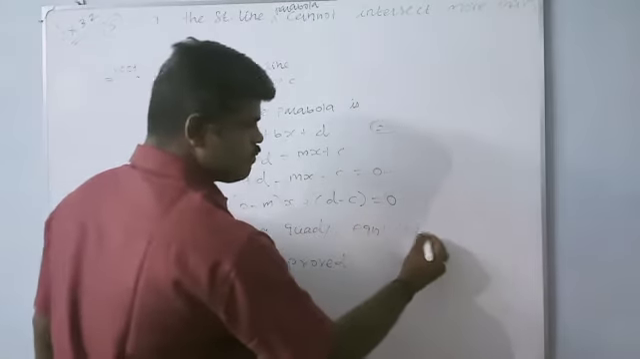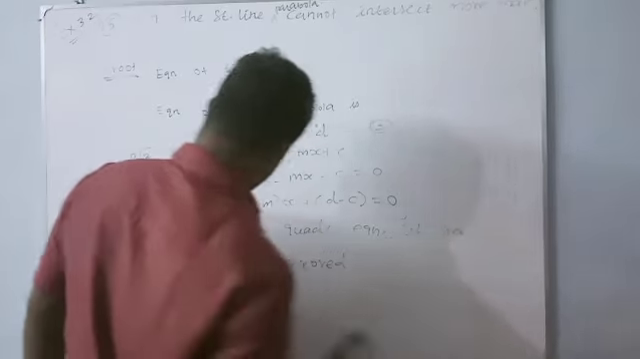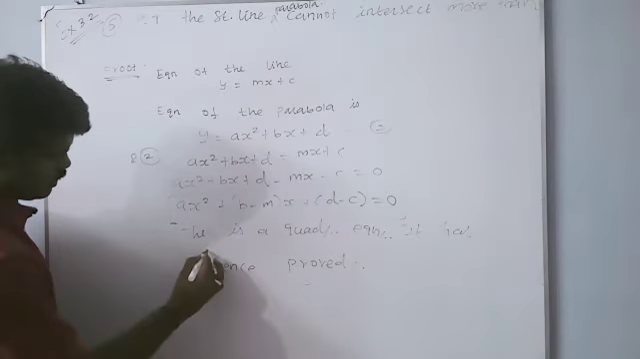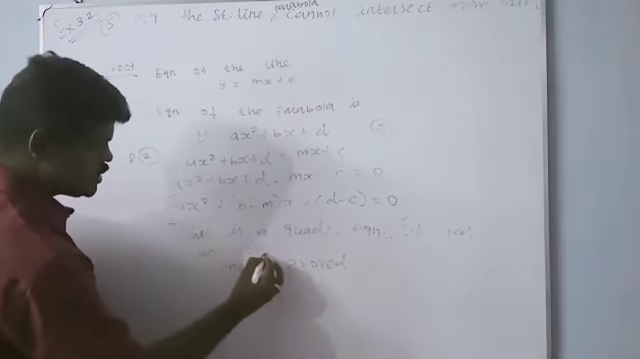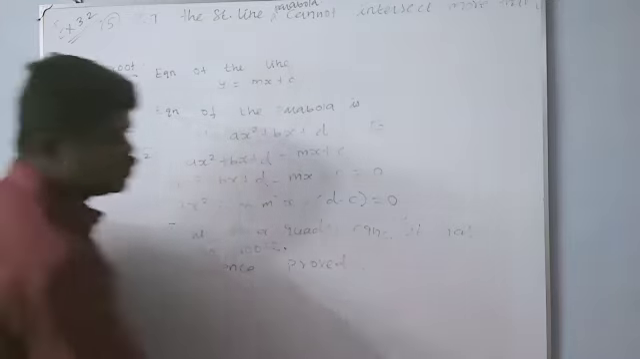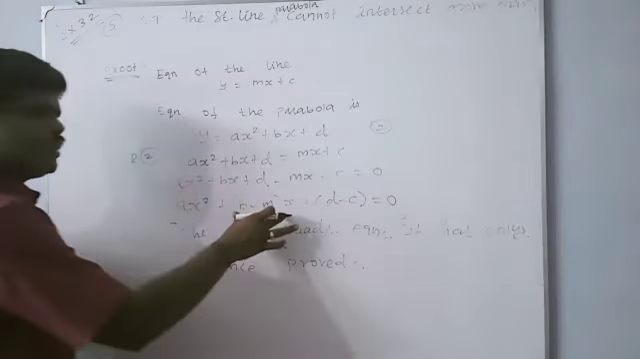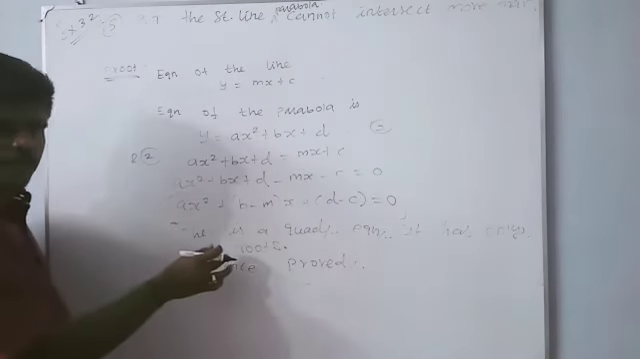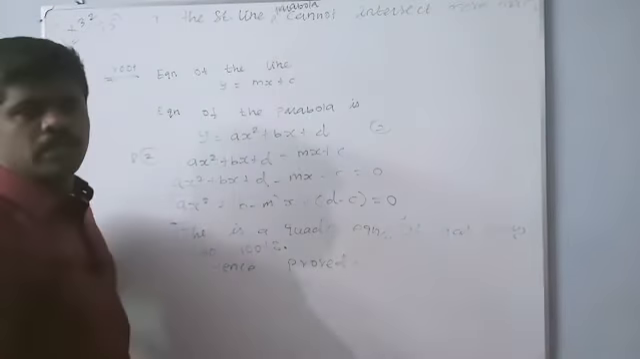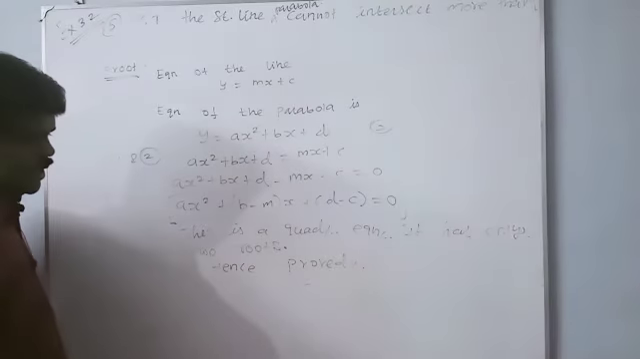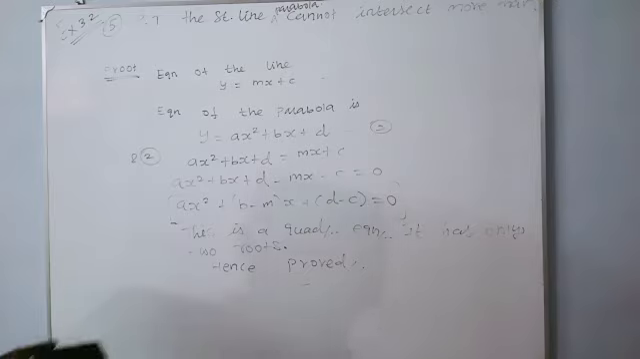It has 2 roots. It has only 2 roots. So this line cannot intersect the parabola at more than 2 points, right? Hence proved. Okay, right. Now for this sum also, we have to find another one.